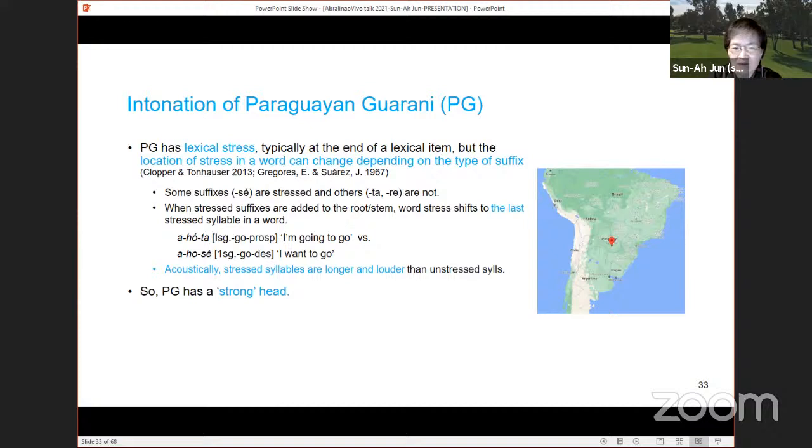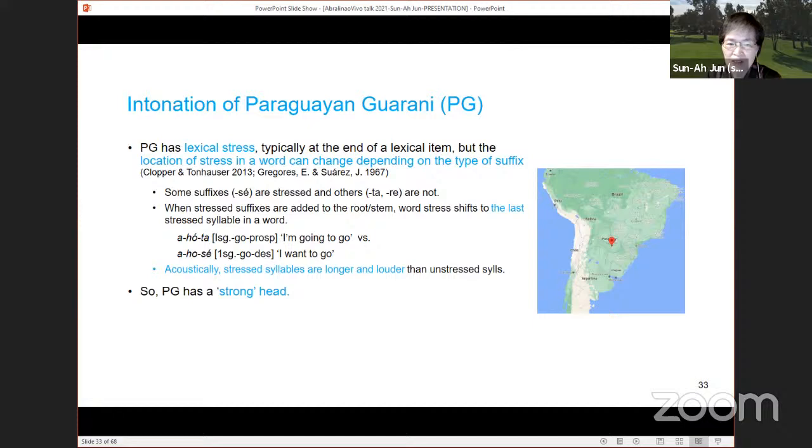So for example here, in ahota, ho is the verb go, and it is stressed, and adding the suffix ta doesn't change the stress location. I'm going to go. But if the suffix is se, which is the desiderative suffix and has a stress, then the stress shifts to the se, and it means I want to go. Acoustically, stressed syllables are longer and louder than unstressed syllables. So overall, we can say Paraguayan Guarani has a strong head because the stress location is not predictable and the acoustic realization is pretty strong too.